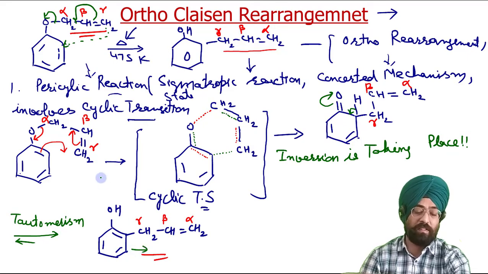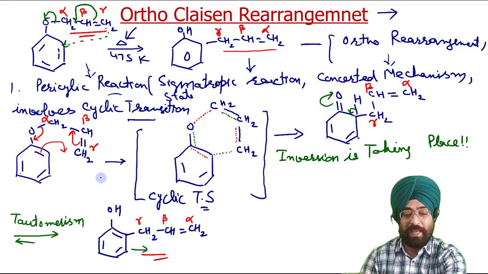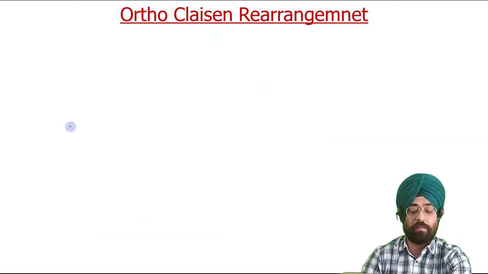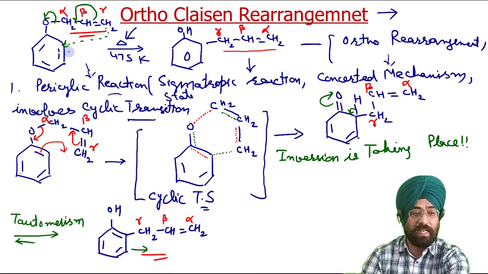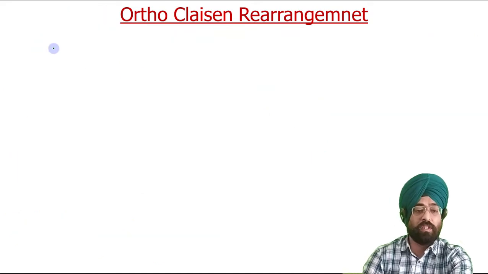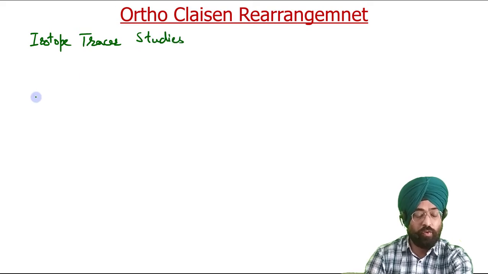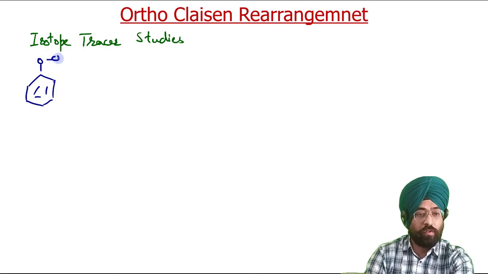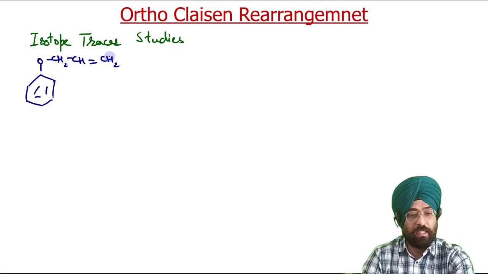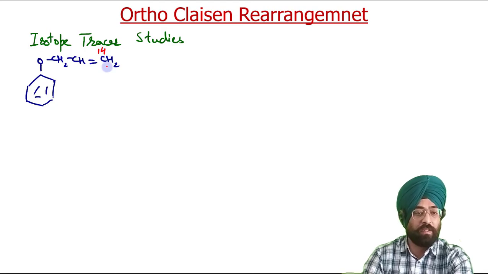Now this is the mechanism, this is our proposed mechanism, but how to experimentally check that inversion has taken place, that it is the gamma carbon that is getting attached here, not alpha. So we can easily do this with the help of isotope tracer studies. Now suppose we use this reactant which has a labeled carbon, this O CH2 CH double bond CH2. Suppose this is the labeled carbon and it is C14. It is not C12.